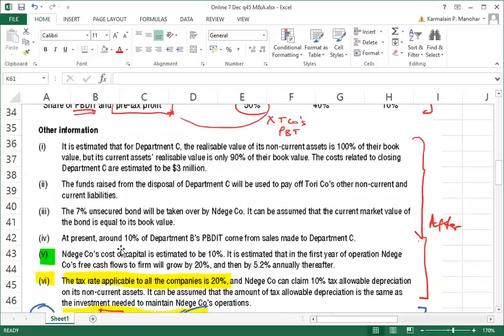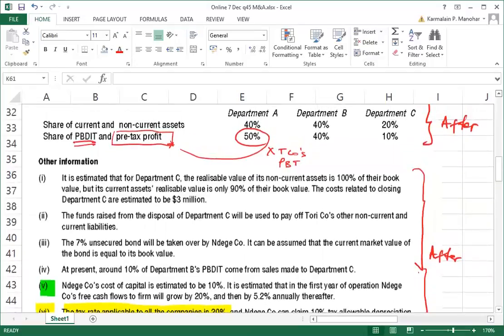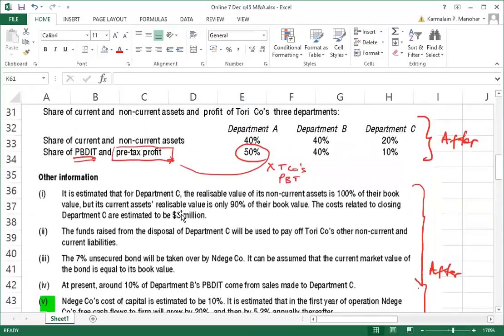So let's keep reading. At present, 10% of B's. So we have all that information, 5 and 6 about N. Then we have some information about B, with that 10% of the PBT. And then there's some secured 10% bond taken over by N. Funds raised from the disposal of C would be used to pay off Tory's other non-current and current liabilities. I think that's where I want to go next. So I want to look at the next easiest item, which isn't so bad. It seems to be C.